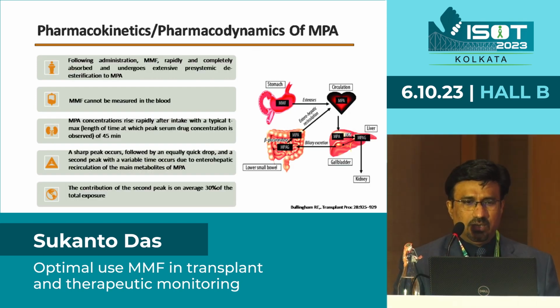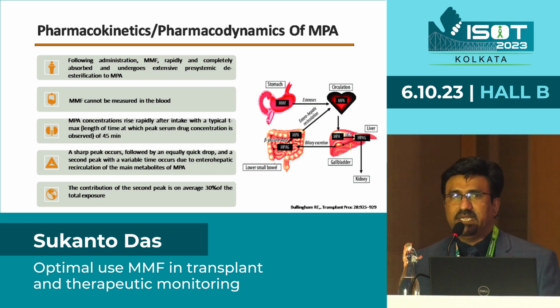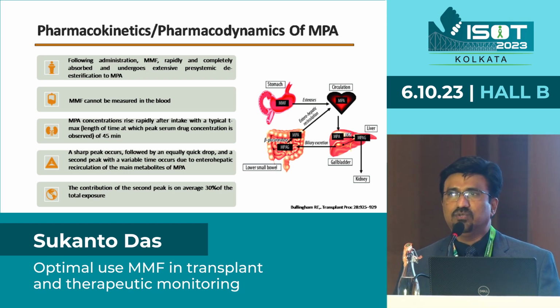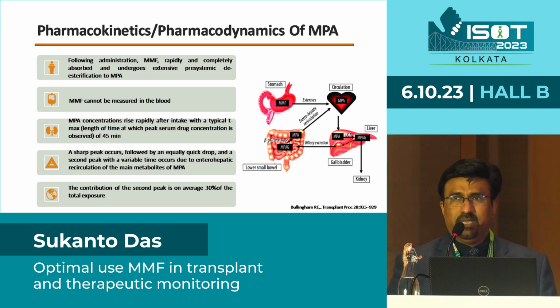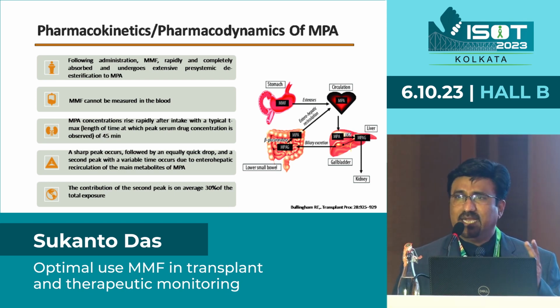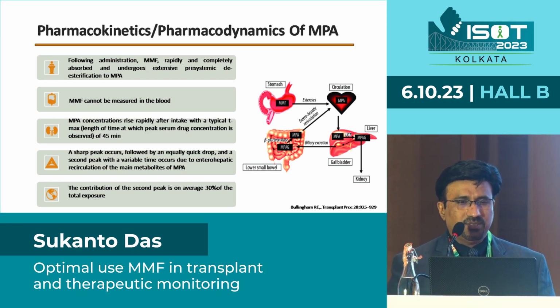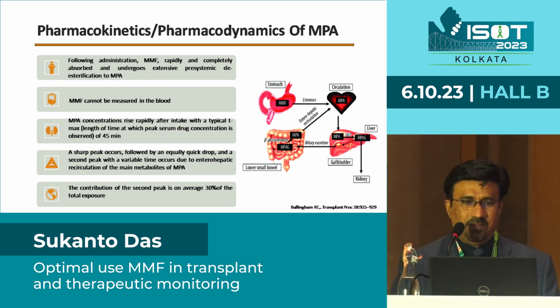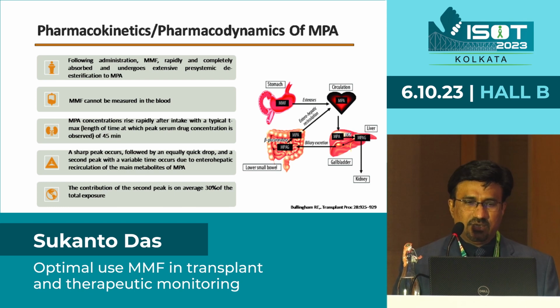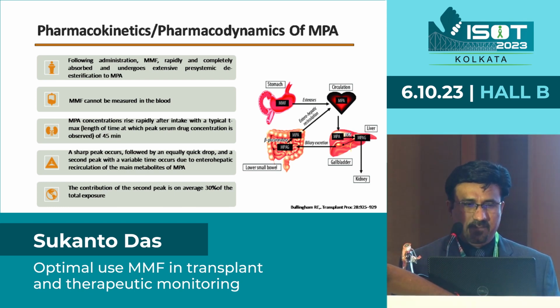Now, how the metabolism takes place. After ingestion, it's rapidly and completely absorbed and undergoes pre-systemic de-esterification to the active moiety, that is MPA. MMF directly cannot be measured in the blood, and it is MPA which is usually measured. This drug has two peaks. The first peak is followed by an equally quick drop, and a second peak at a variable time occurs due to enterohepatic recirculation of the main metabolites of MPA.